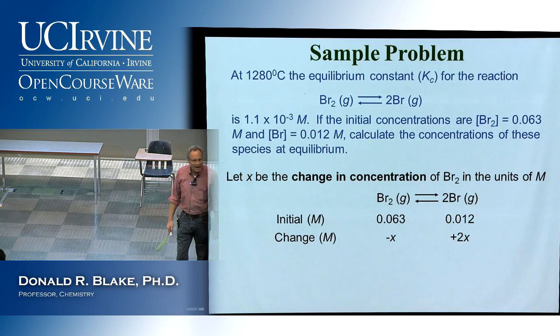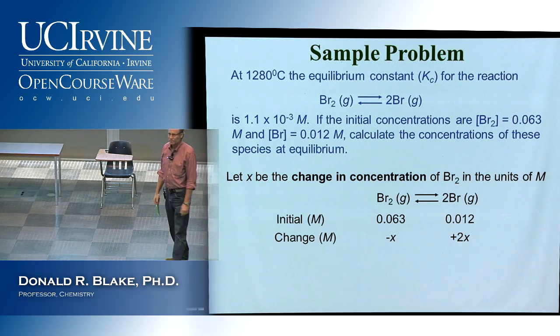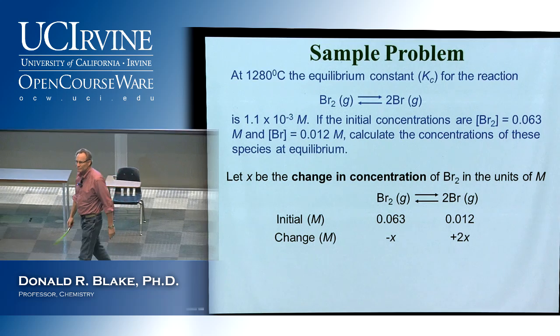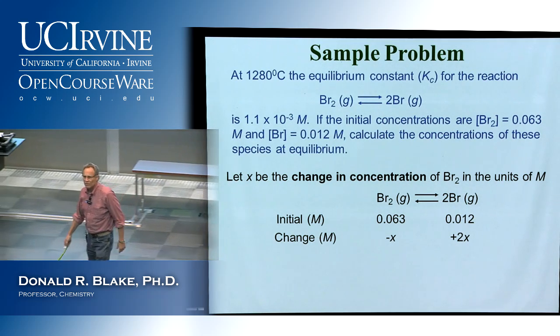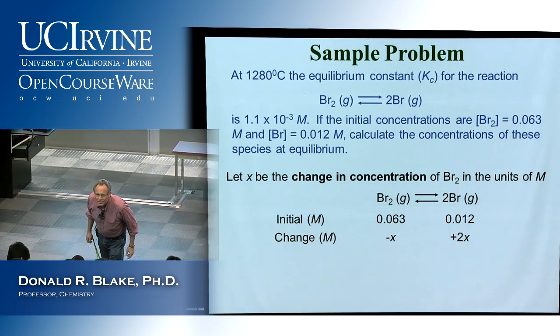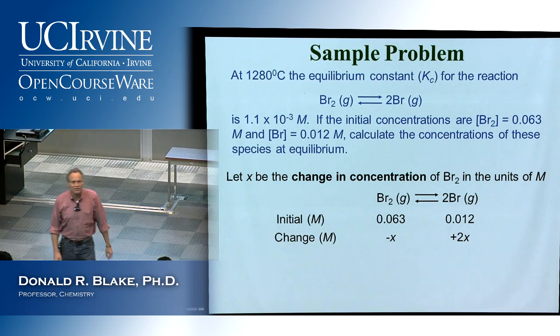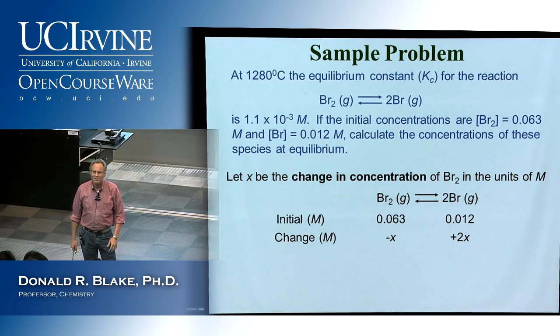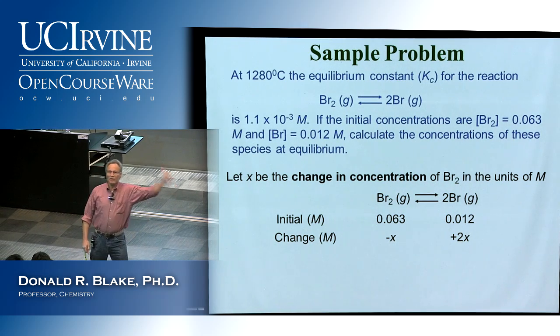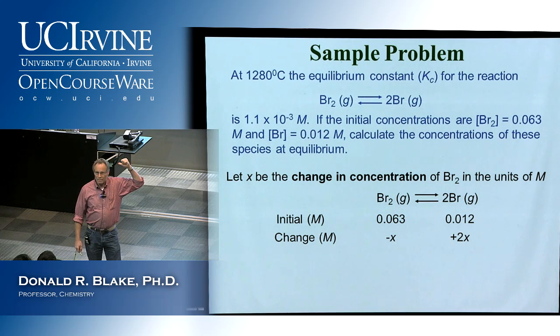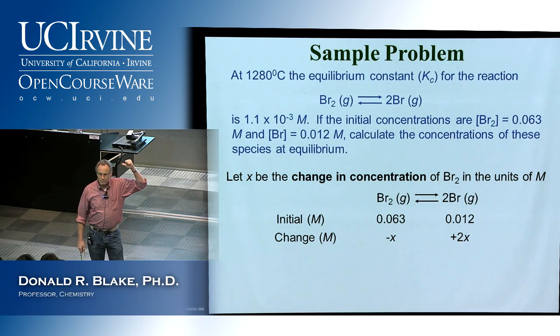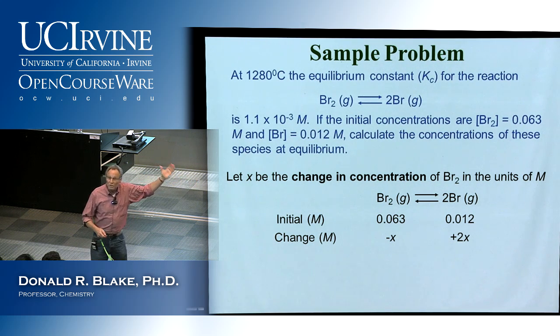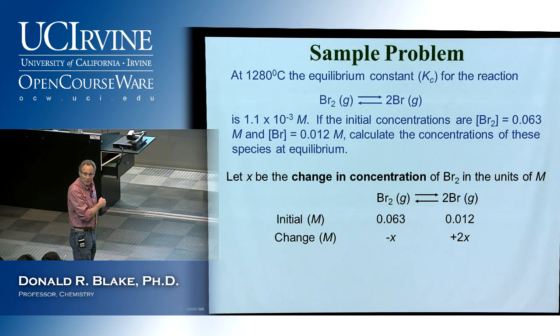Absolutely, the products are on top. It's always products over reactants. Student: If Q is bigger than K, then that means it's got to go this direction. So does that mean it's plus x, because products are more than reactants? Yes. If Q is bigger than K, then it's got to go this direction.